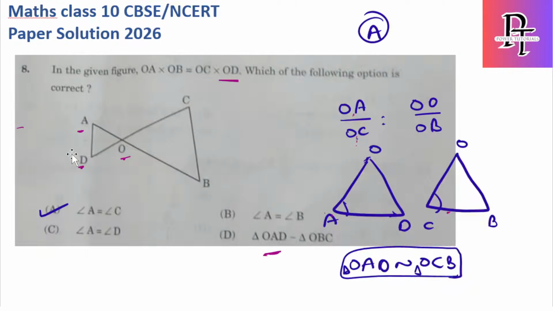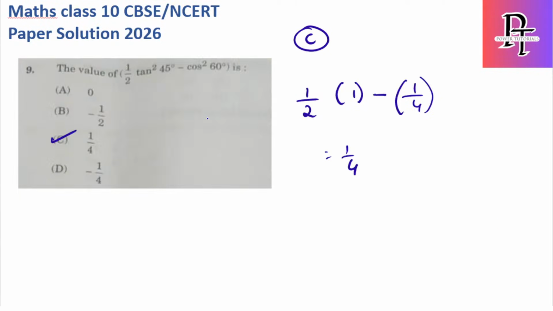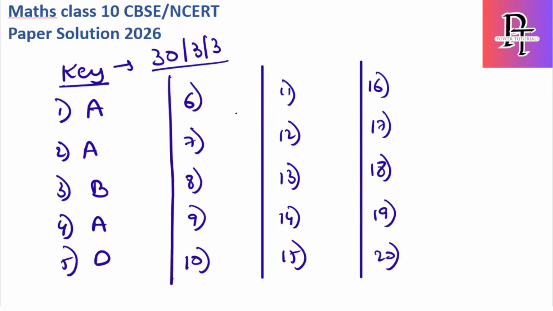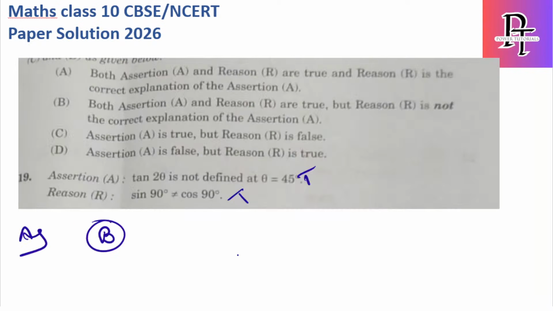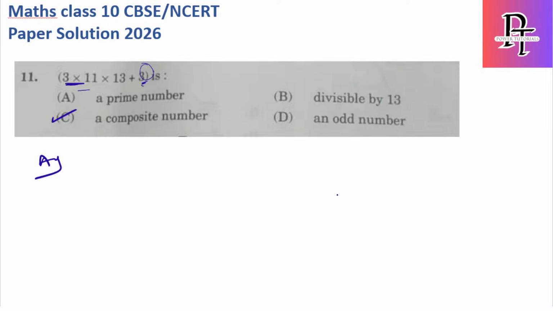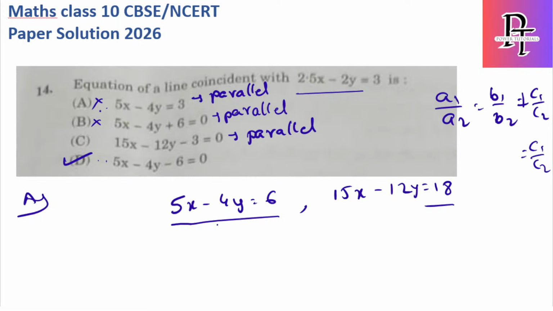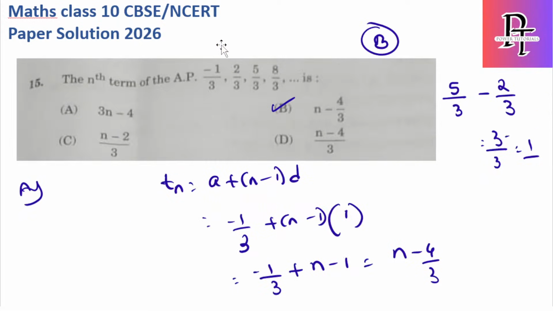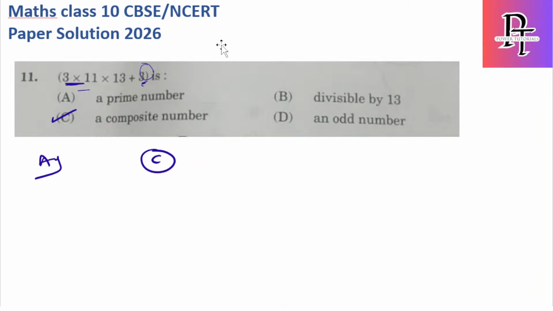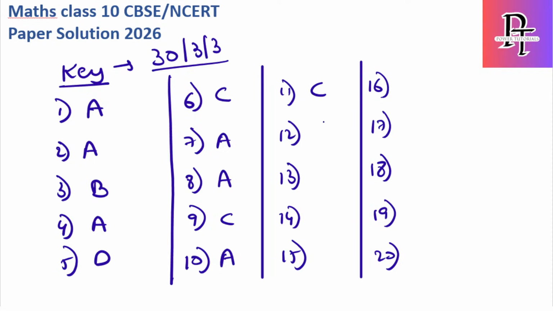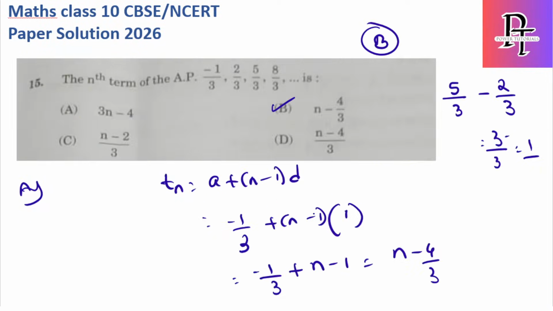Okay, let me write the answers for the other 5. The 6th one is C, A, C, A, C. Let me mark 11 to 15: C, B, D, B.